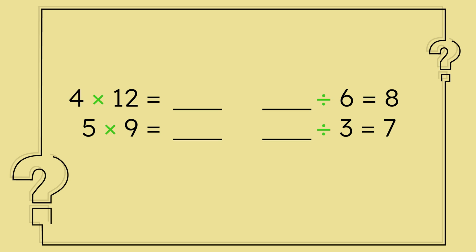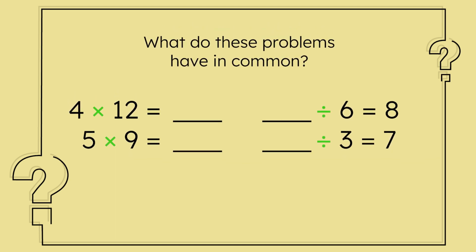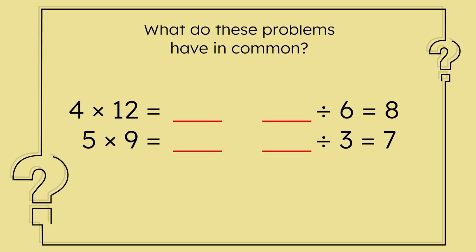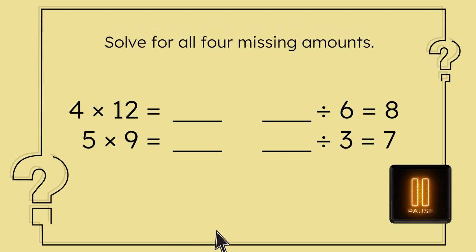Even though there are 2 different operations here, they all have something in common. Can you tell what it is? With multiplication, we're repeatedly adding to find a total amount. And with division, we're splitting a total amount into equal groups. So what are all of these equations missing? A total amount. That means we can use multiplication to figure out all of these. Pause the video here to solve all 4 in your guided notes.